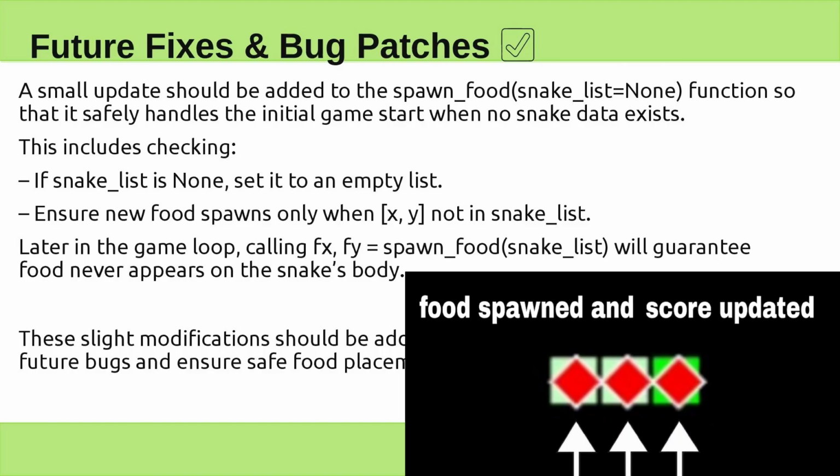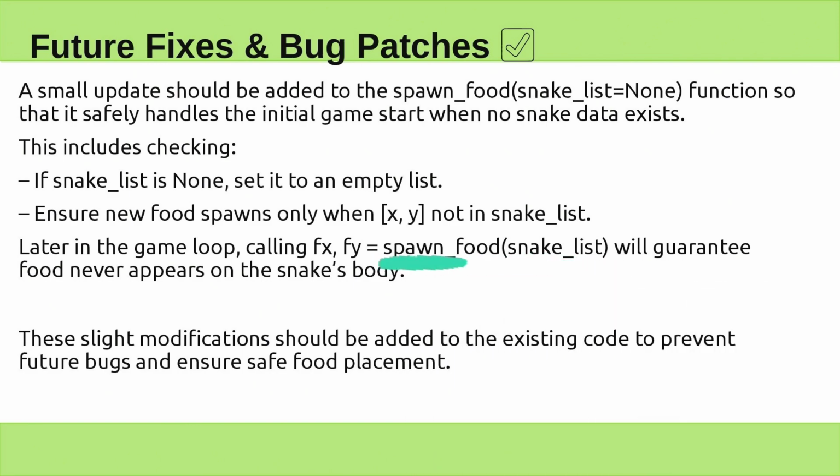Before I end, here are future fixes and bug patches I plan to add. First, a small update to the spawn food function, adding a default snake list and checking that the food never appears on the snake's body. Along with that, updating the food spawn call to pass the snake list will keep everything consistent and prevent rare placement issues. These are minor modifications, but they can make the game more robust and predictable. More improvements can be added later.